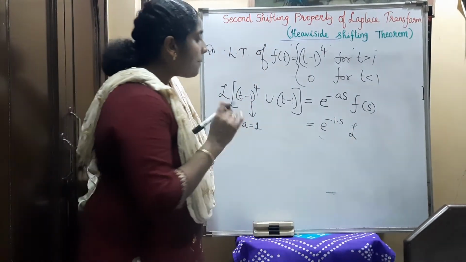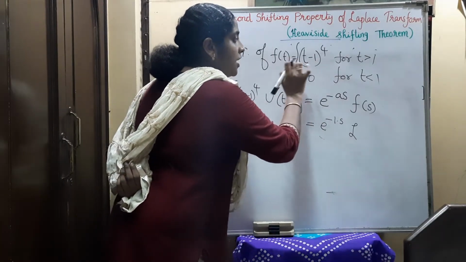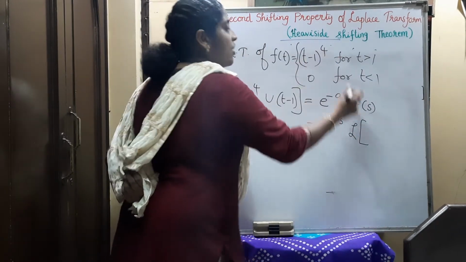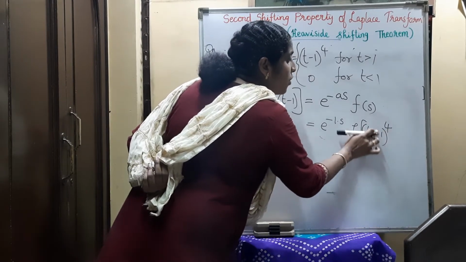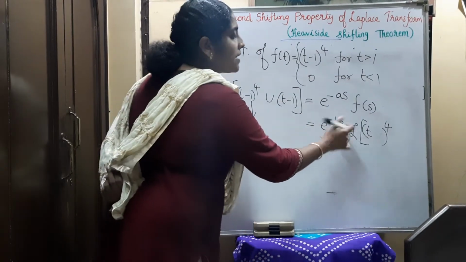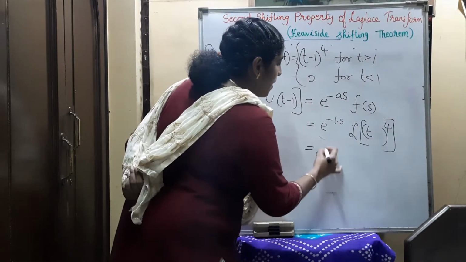F(s) is the Laplace transform of the function f(t) without shifting. That is the Laplace transform of (t − 1)^4. So without shifting, that is, the minus 1 is not required here. So this is the Laplace transform of t^4. So that is e^(−s).